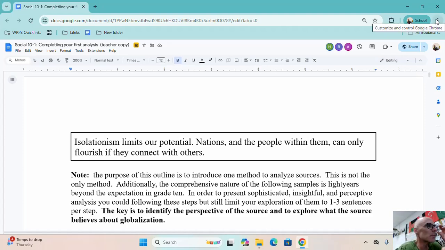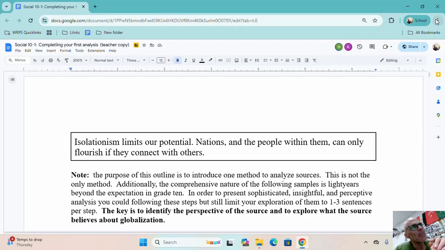Some students struggle a little bit more than others on analyzing sources. Today, this is our source. It is our first source in Social 10-1, and I'm going to look at some of the steps that students can use to unpack the source.